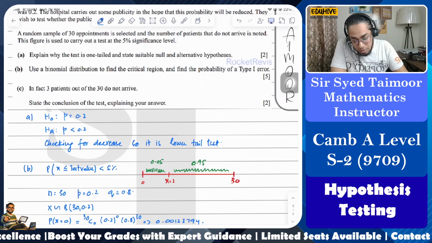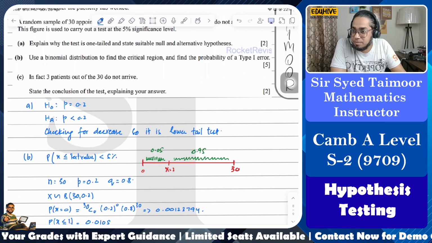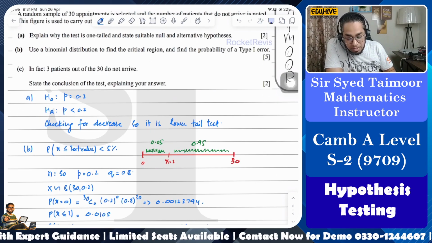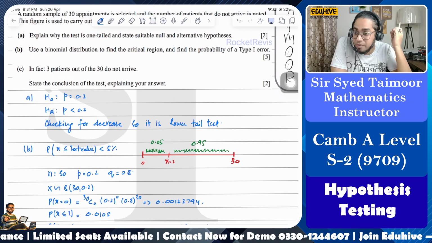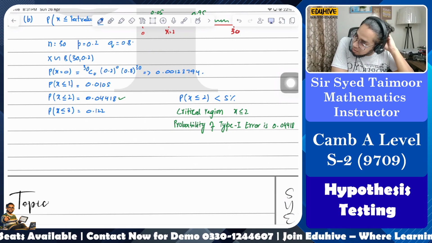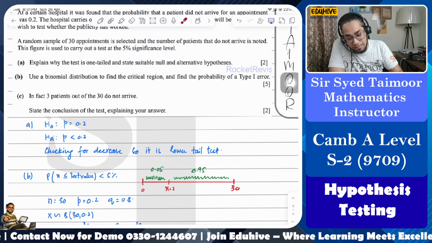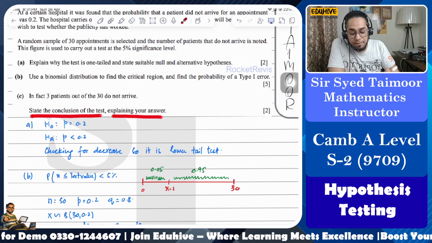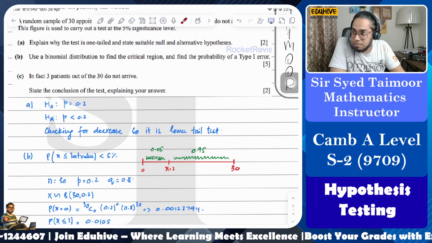In fact, 3 patients out of the 30 do not arrive. State the conclusion of the test, explaining your answer. What can we say about that? Part C, beta, part C. Part B has been done already. It's the same, where you are accepting your H naught. In fact, 3 patients out of the 30 do not arrive. State the conclusion of the test explaining your answer. It is 0.1, it is out of the region, no? Isn't it?